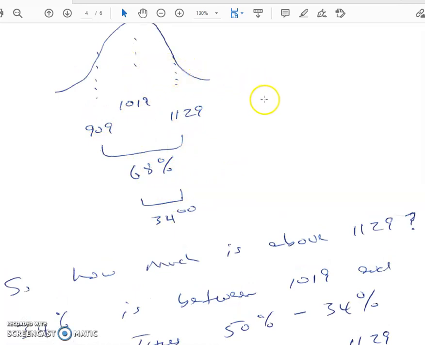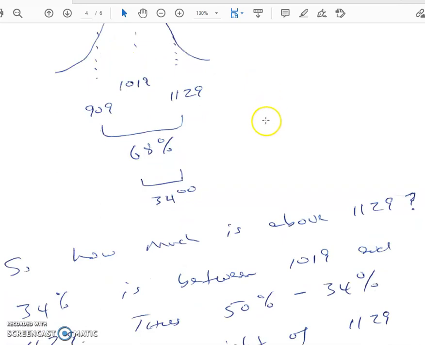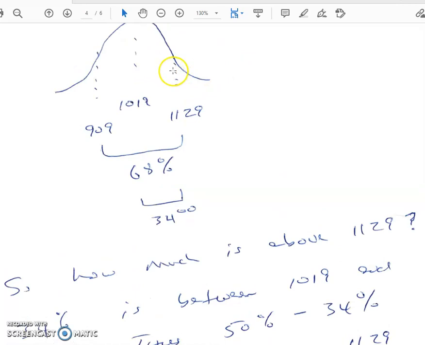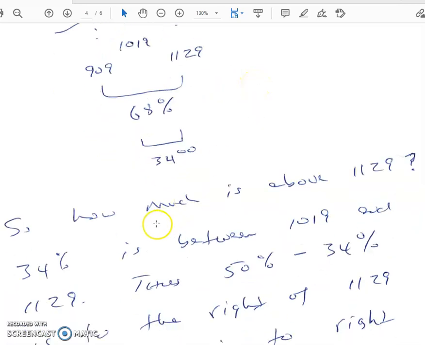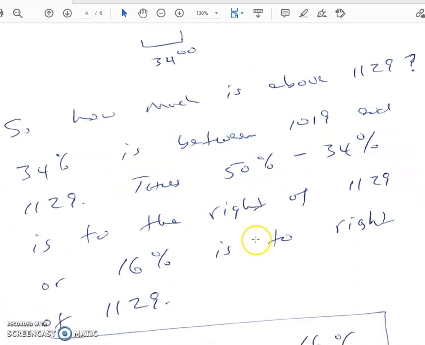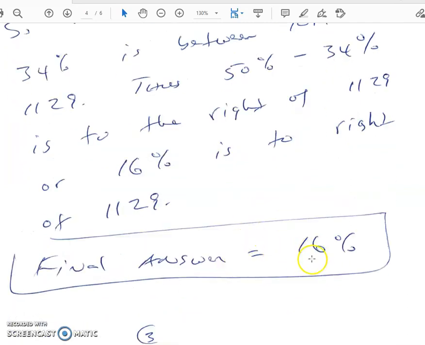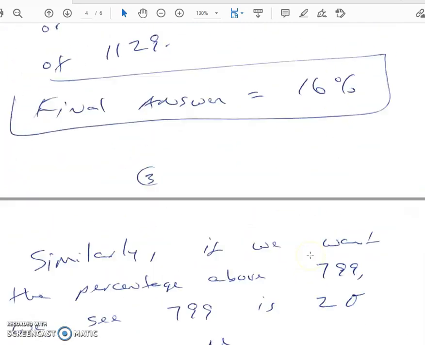It's just a matter of drawing these cartoons, and it probably wouldn't be a bad idea to shade them in as well. But between here and here, there's 34%. So if there's 34% between here and here, how much is left over? How much is to the right? Well, there's 50% all the way to the right. So 50% subtract 34% is, that's what I'm saying right here, 16% is to the right of 1129. So the final answer is 16%. That's what the question called for.